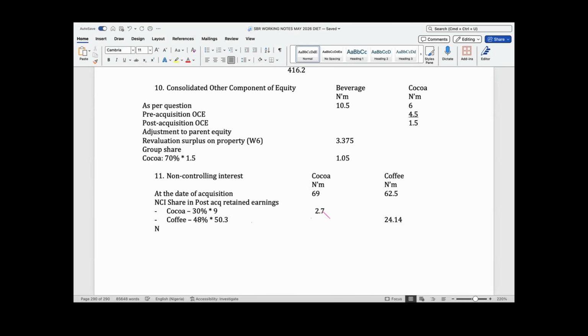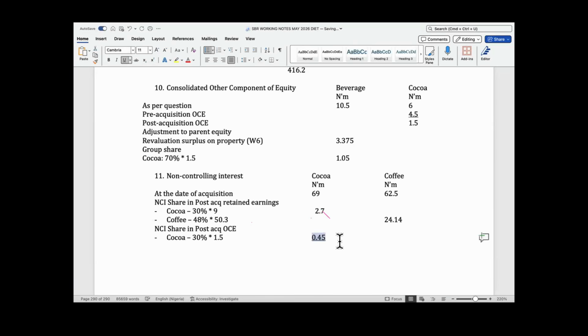So also, the NCI share in post-acquisition other component of equity is just in cocoa alone. We'll get 30% times 1.5. How much is that? 0.45.